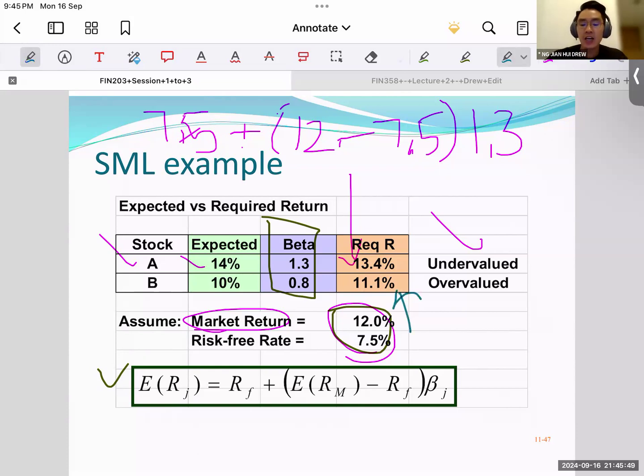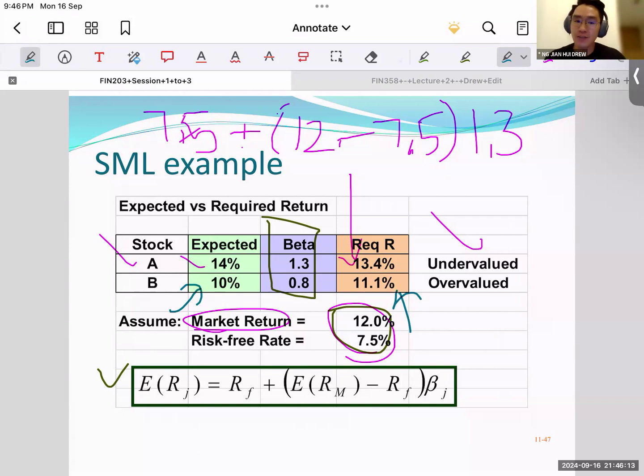Now, if you do the same thing and calculate your stock B, what you notice for stock B, based on CAPM, you are only supposed to get 11.1%. In reality, you get 10%, which is less. So this is overvalued. The stock is too overvalued already. It's not good. You want to always sell away your overvalued stock and buy undervalued stock.